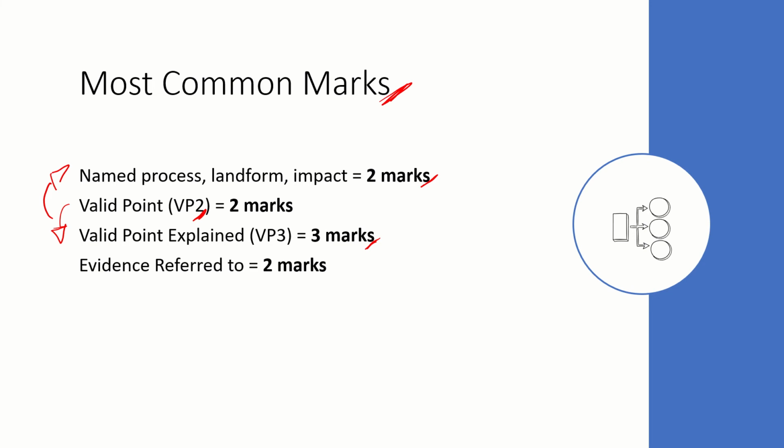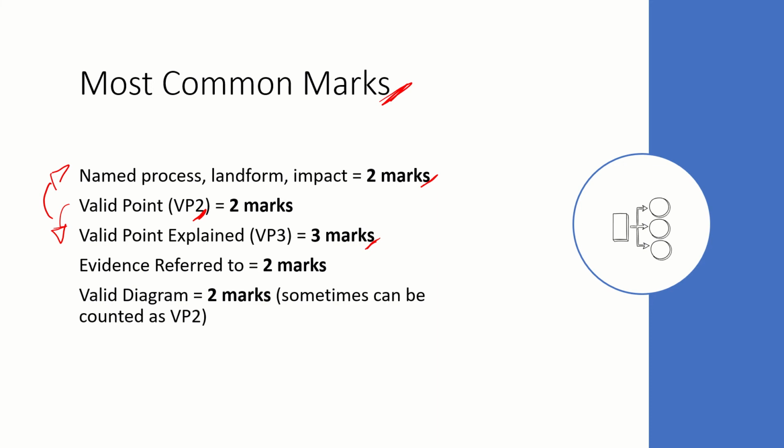Fourth type of mark available is your evidence referred to marks. It's worth 2 marks. So if you've been given a question on an aerial photograph, if you've been given a question on an OS map, you need to refer directly to that, and you get 2 marks for saying we can see that in the aerial photograph. I suppose if you just give a 4-figure grid reference of V2246, we can see that there's a train station available or something along those lines.